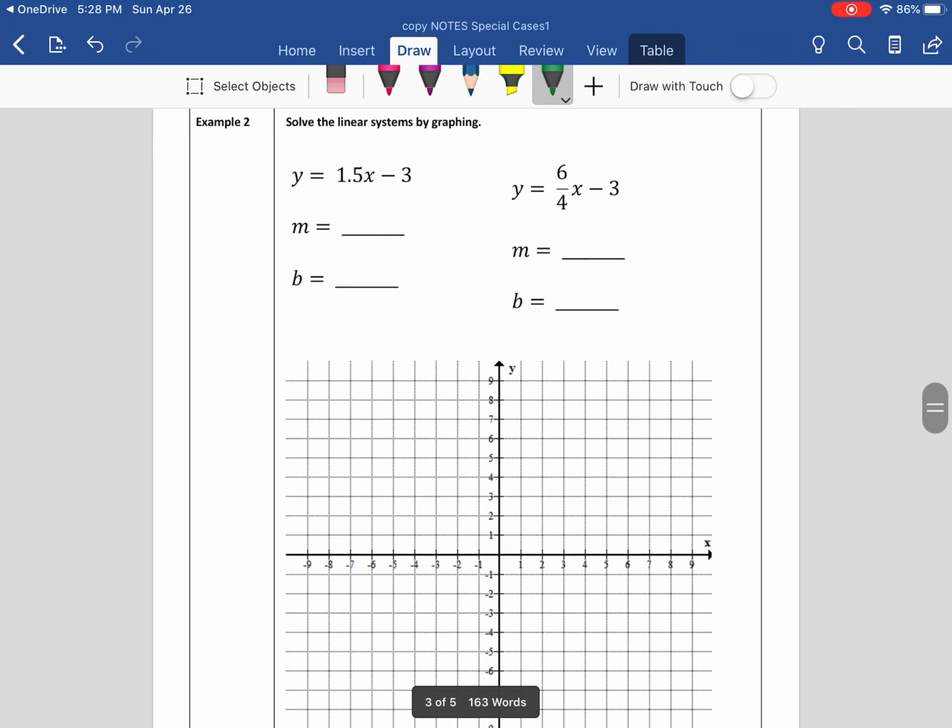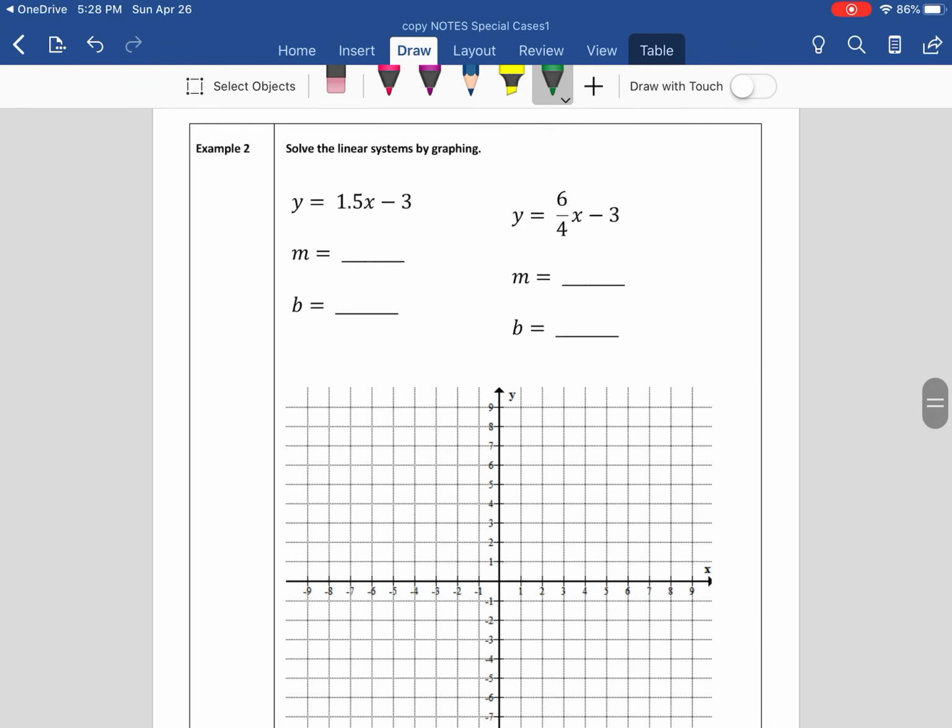Number 2. Now I look at these. What do I have here? My y equals 1.5x minus 3. So what is my b? Where do I begin? The minus 3. What is my slope? 1.5. Well, I can't graph that. That doesn't tell me my left 1, down 1, up 3. We don't know. So I need to turn that into a fraction. 1.5 is the same as 1.5, right?